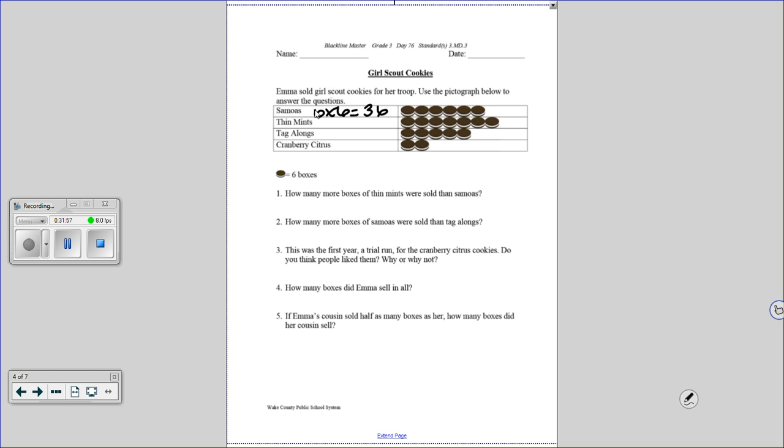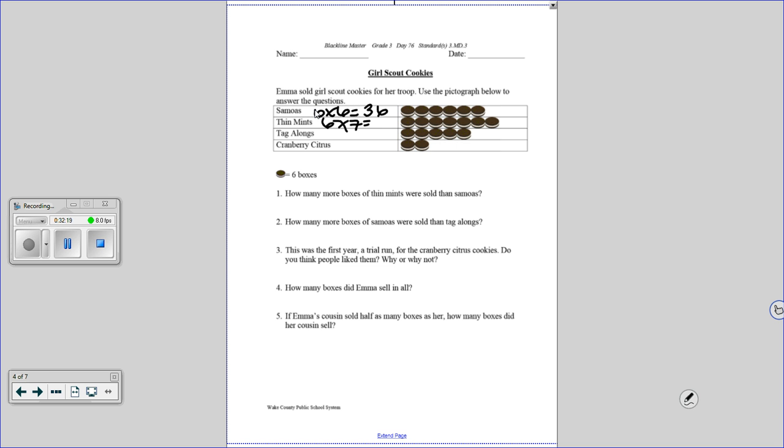Equation for Thin Mints. Gabriella? 40. That is not an equation. 6 times 7 equals 40. Yeah. 6 times 7 does not equal 40. 6 times 6 equals 36. What is 6 times 7?